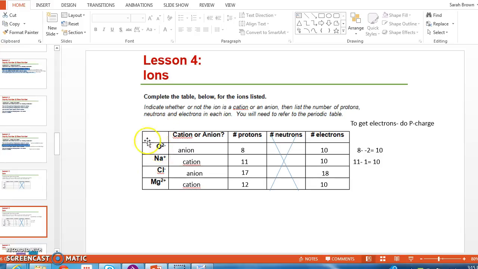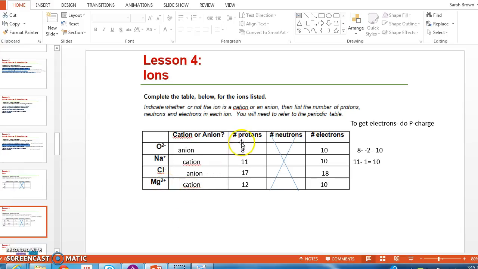Good. So anytime you see a negative charge, that means it's an anion. So O2 minus would be an anion. Cl minus would be an anion. Now if you see a plus sign, that's a cation. So Na plus is a cation. Mg2 plus is a cation.